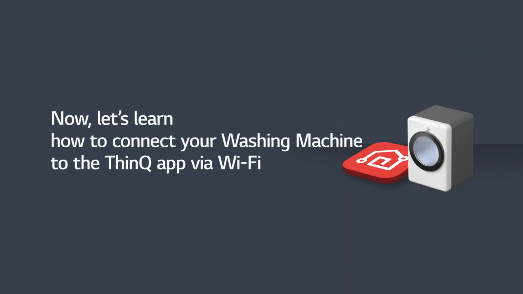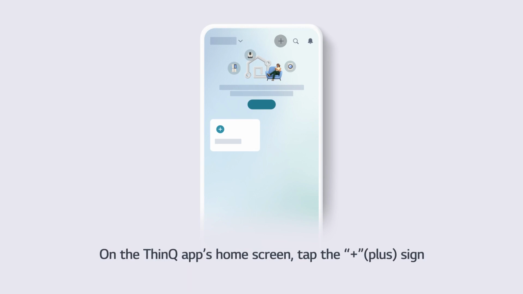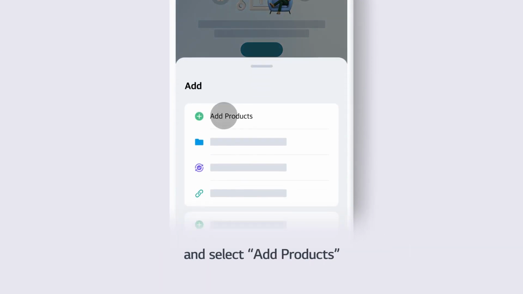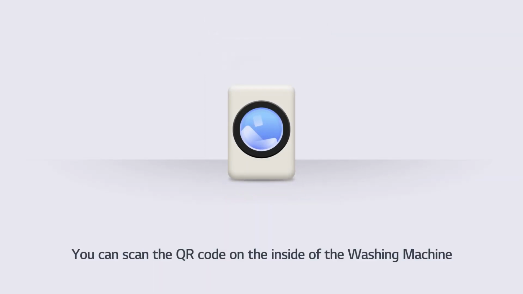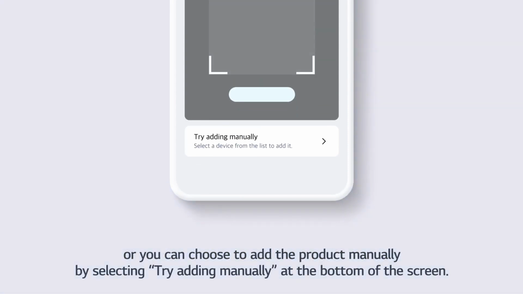Now, let's learn how to connect your washing machine to the ThinQ app via Wi-Fi. On the ThinQ app's home screen, tap the plus sign and select Add Products. You can scan the QR code on the inside of the washing machine, or you can choose to add the product manually by selecting Try Adding Manually at the bottom of the screen.